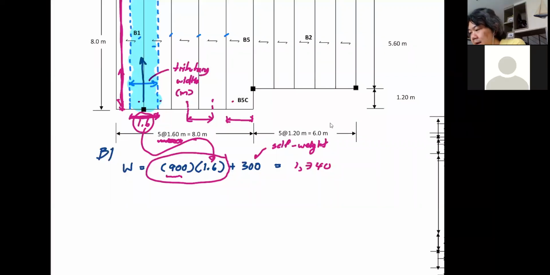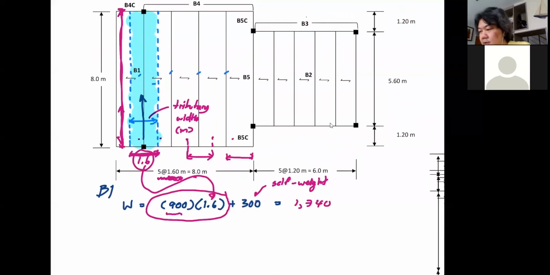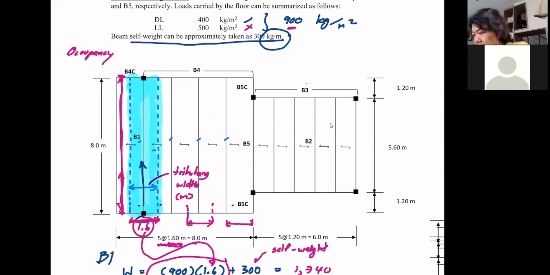So let me try to go back with this and mention again how the load works out. As you can see now, painted in blue here, this is the load where B1 must be responsible for. This is the area of the floor that B1 has to carry. So now we know that the total load per area that this B1 has to carry is 900 kilograms per square meter, coming from the total dead load and live load.